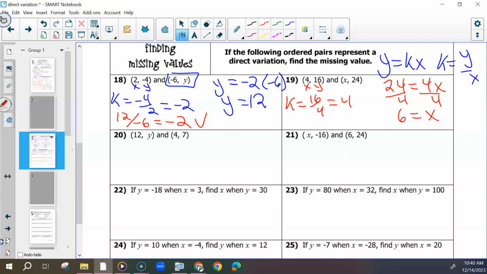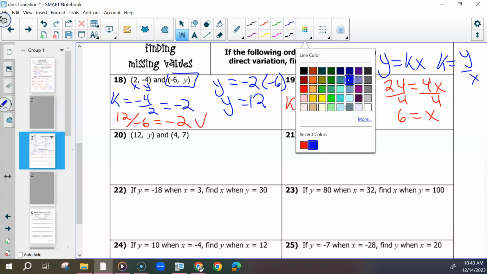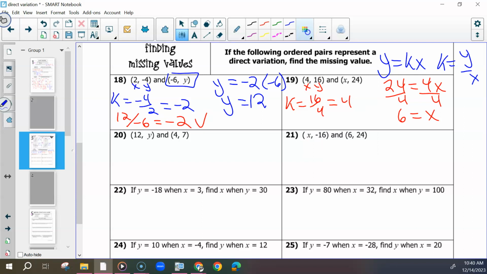Same as before, if I wanted to double check this, I could divide my y and my x. 24 divided by 6. Would that give me the same k value? Yes. Now, the check part is completely optional. You do not have to do that part, but it is a good way to check yourself. Do you have any questions so far about this process?